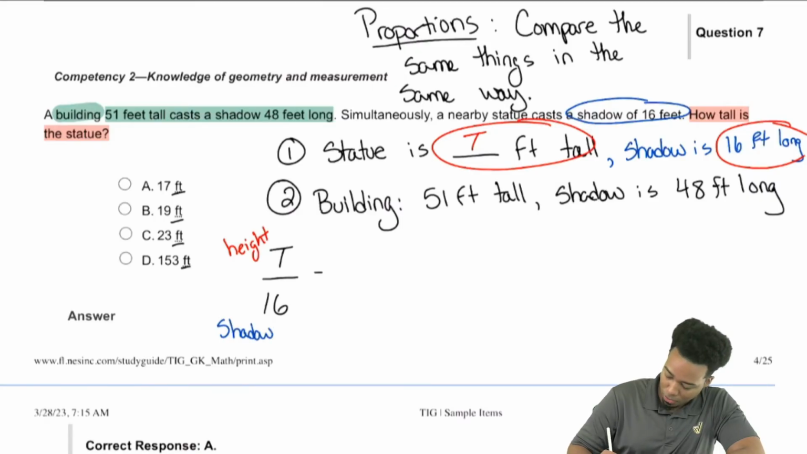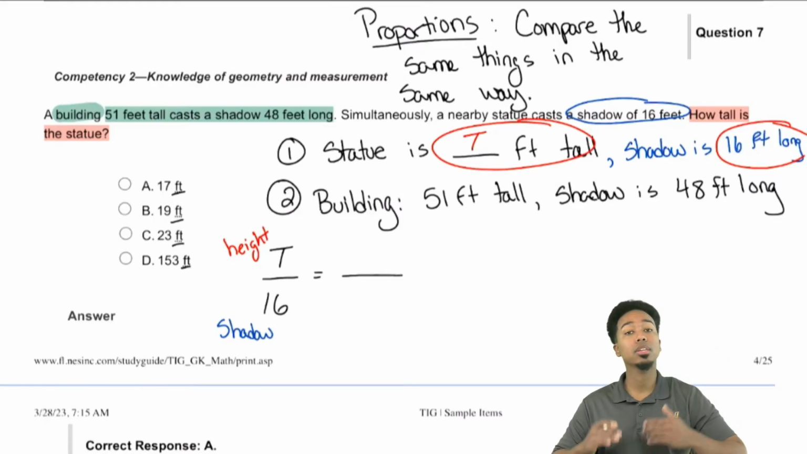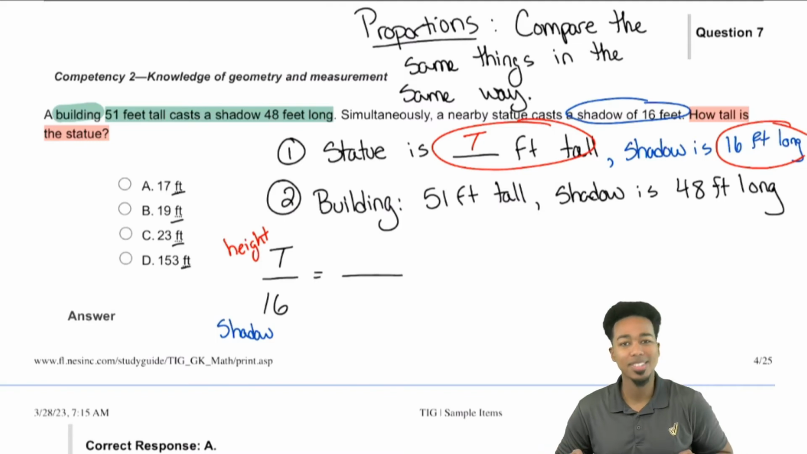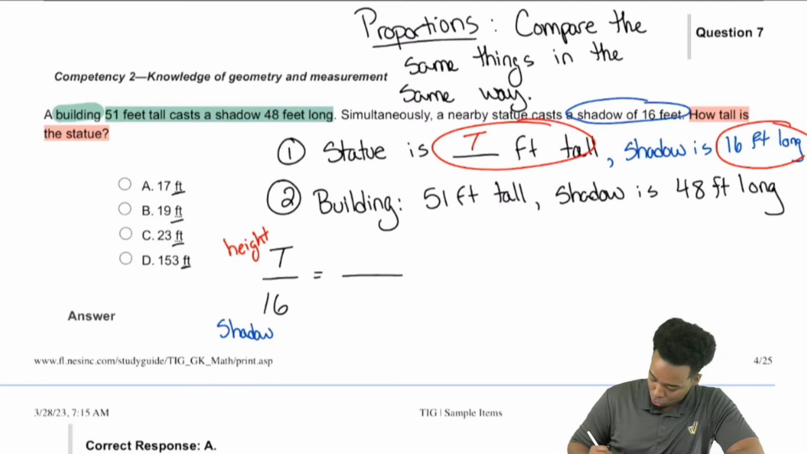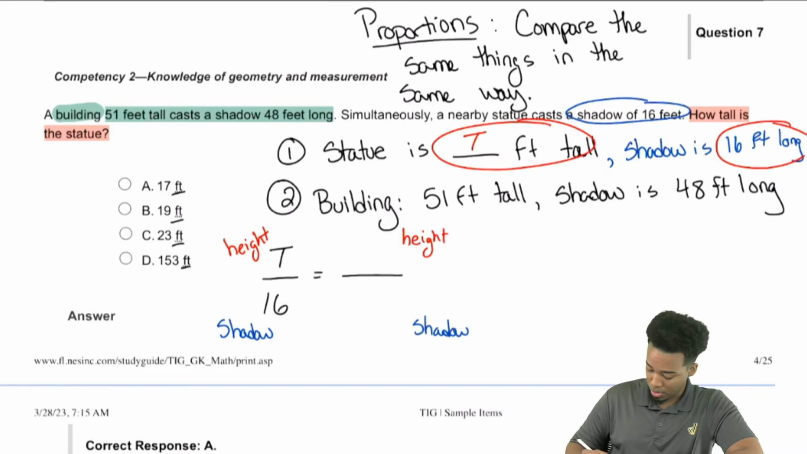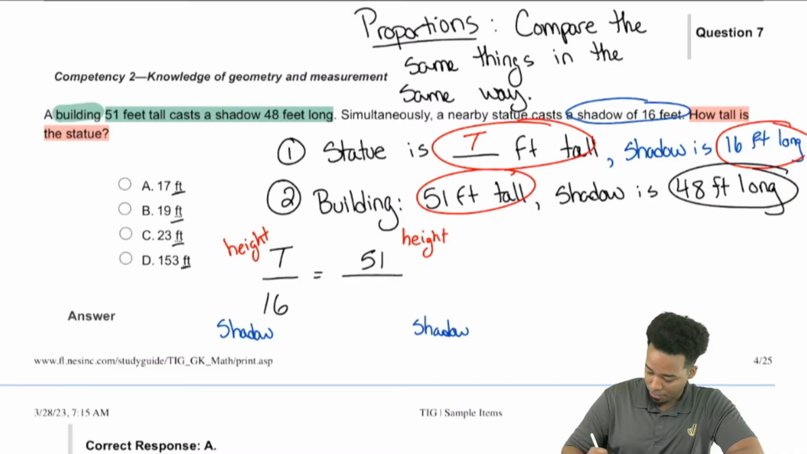Right over there. And then over here on the right side, we need to make sure that, again, we compare the same things in the same way. So what that means is right over here, I'm going to have to make sure that the top still represents the height of whatever we're talking about, and then the bottom still represents the shadow of that same thing. So right here, 51 feet tall. I'll plug that in right there. And then the shadow, 48 feet long.